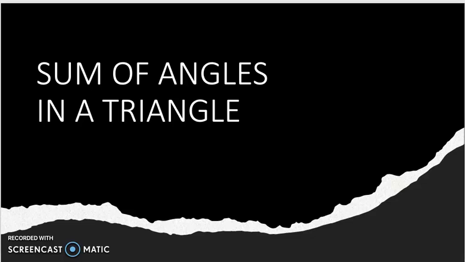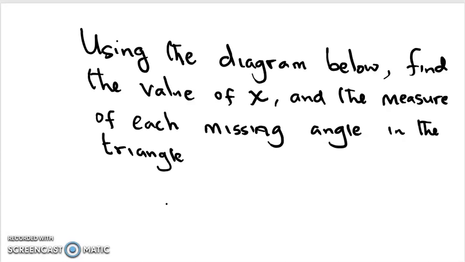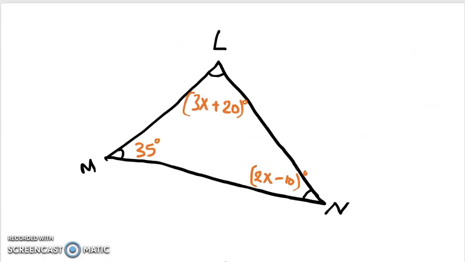In this video, we are looking at a problem involving the sums of angles in a triangle. The problem is, using the diagram below, find the value of x and the measure of each missing angle in the triangle. And here is the diagram of the triangle.